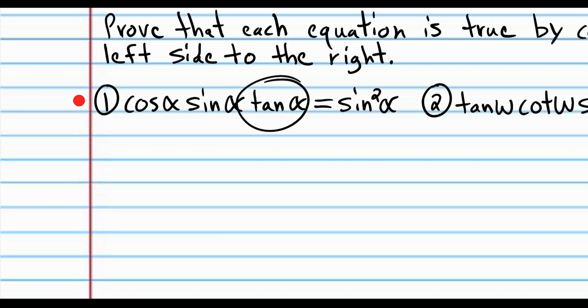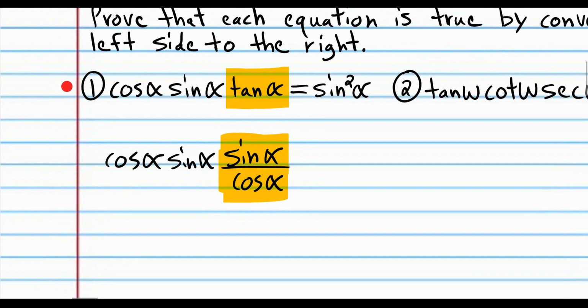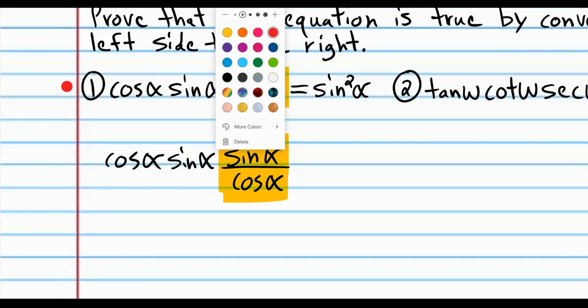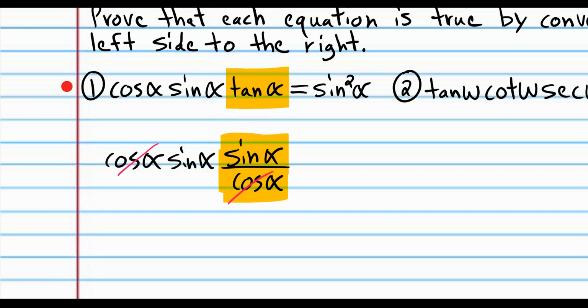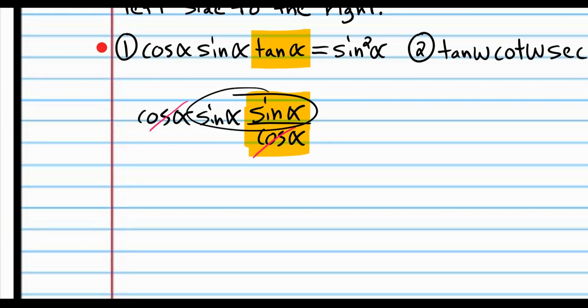Tangent alpha is equal to sine alpha over cosine alpha. We learned that in the previous class. And why do we care about that? Well, it's going to change the form of the overall expression on the left side of the equation. We have a cosine that's going to cancel out because we have a cosine on the bottom there. And we're just going to multiply these sines to get sine squared alpha. And you can see that we proved it.